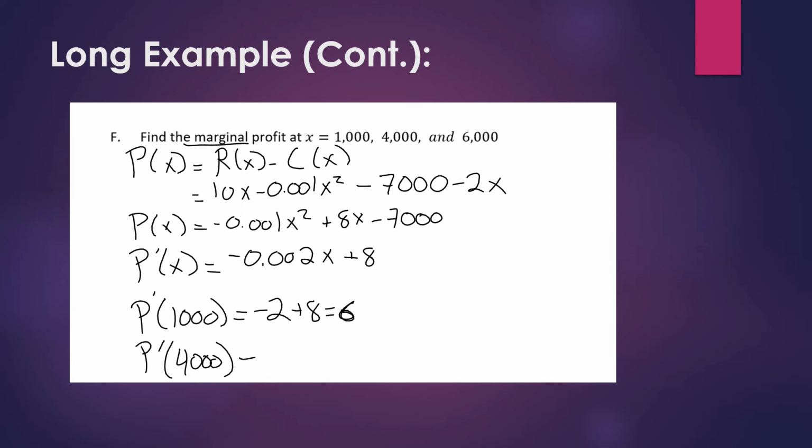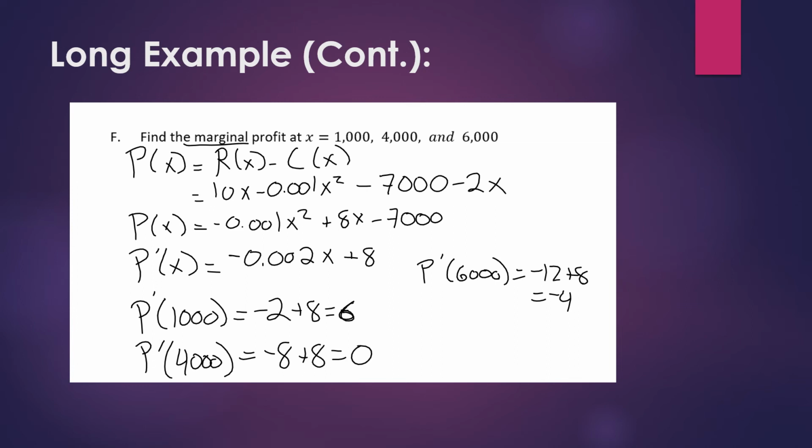P prime of 4,000, if I plug in 4,000, I should get negative 8 plus 8, which is 0. So at P prime, it says if I continue production, I am not going to make any more money, no more profit here. And then at 6,000, P prime of 6,000, I'm going to get negative 12 plus 8, which equals negative 4. So this says if I continue production, I'm going to make $4 less. I'm going to lose $4 in profit.